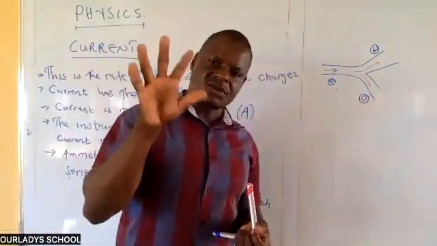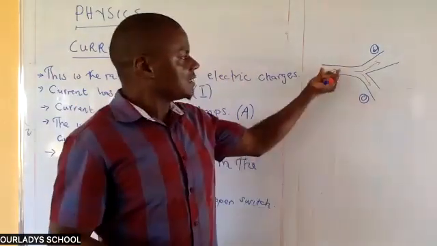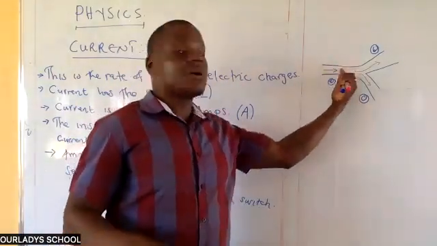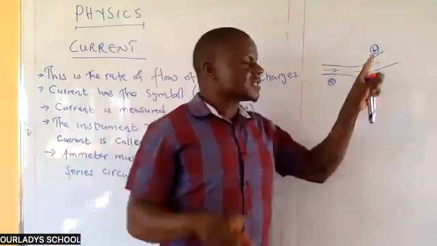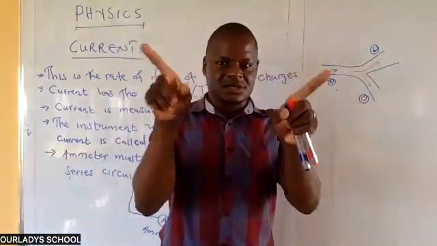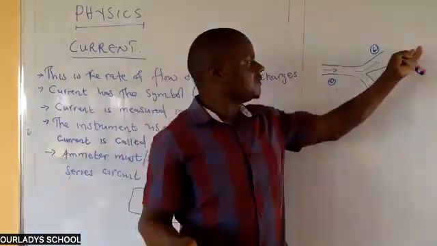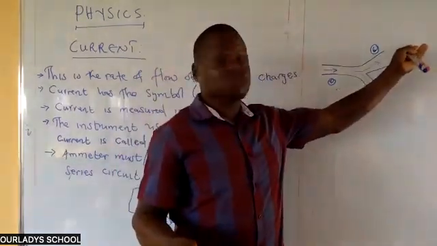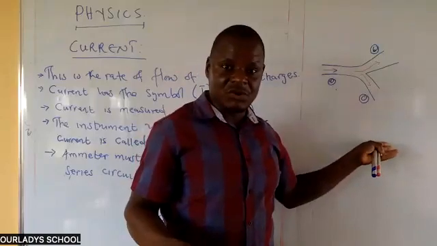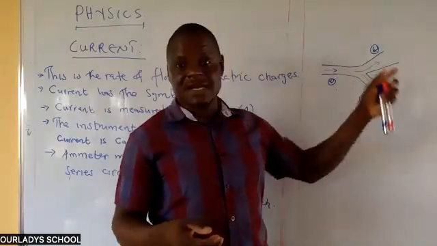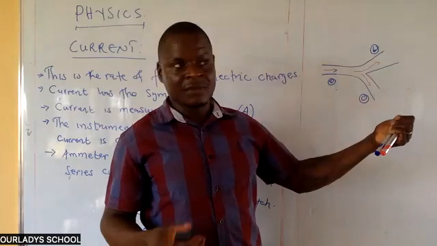We're talking about the rate of flow of charges. These charges that are flowing in a single wire, when they reach a junction, they must be split. How many charges will go here and how many will go here depends on the appliances that are connected on the two.